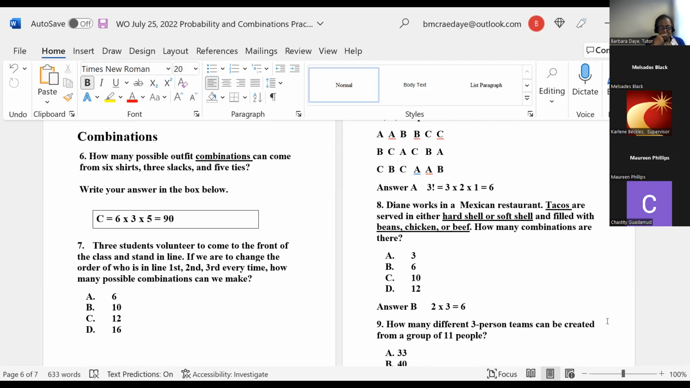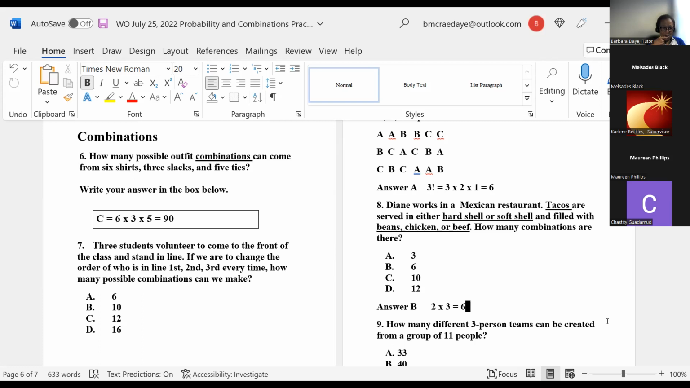One hard shell makes one taco. A hard shell and beans is a taco. A hard shell and a chicken is a taco. A hard shell and a beef is a taco. That's 3, right? Then go to the soft shell. A soft shell and a bean is a taco. A soft shell and chicken, and a soft shell and beef. That's how you can get the 6, just by counting them. Exactly, you got it.